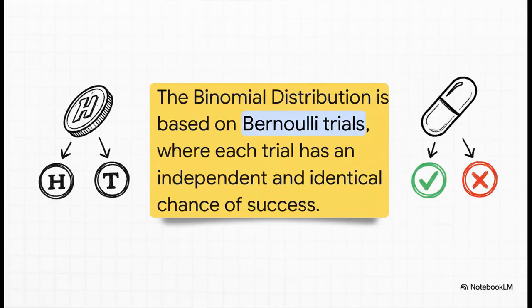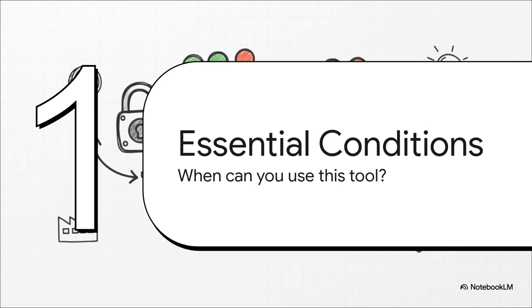And the whole thing is built on this one simple idea, the Bernoulli trial. It sounds kind of fancy, but really, every single event, one coin flip, one patient in a trial, that's a Bernoulli trial. It's just an experiment with 2 possible outcomes. That's it.